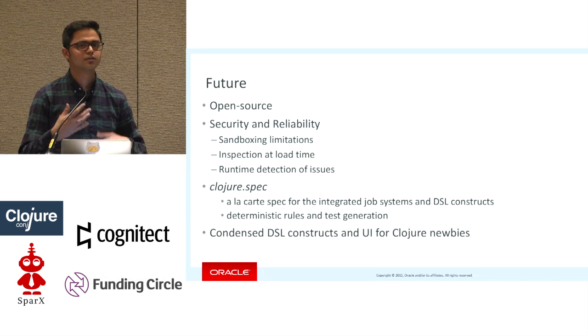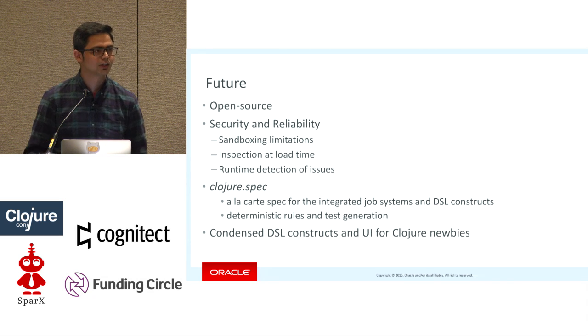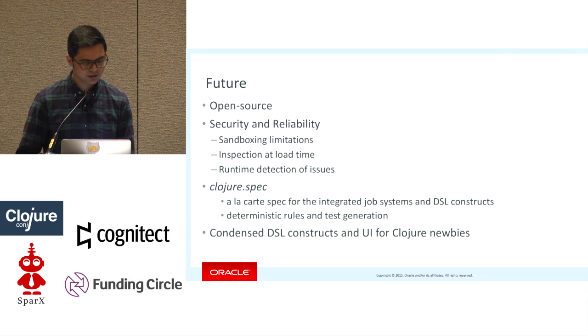Security and reliability, because the Carson orchestration is a Clojure module. There are sandboxing limitations. Someone can do system/exit in there, which we want to avoid, but we don't want to blacklist too much because you still want the power of Clojure to be available there. So inspection at the load or compile time of the orchestration, and runtime detection of issues, so that if someone ends up creating an event handler that just loops around, you want to be able to detect that. We want to try out clojure.spec to be able to specify all of our handlers as well as job systems so that it's more deterministic and we're able to test these workflows automatically as well.